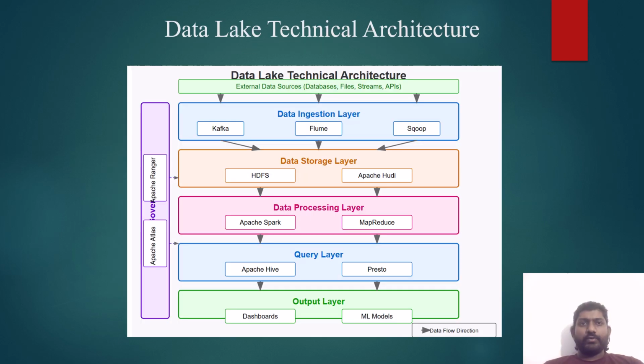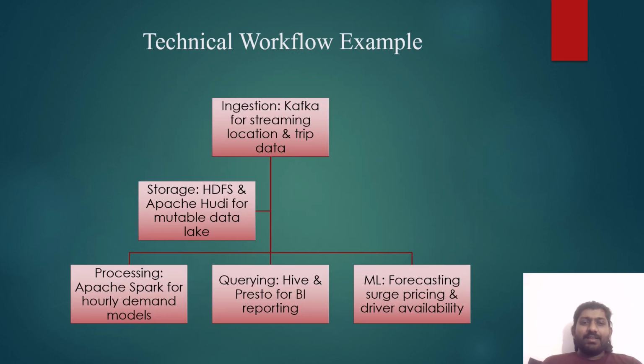The diagram flows from top to bottom, showing how data moves through our system. Let's look at how Uber uses a Hadoop-based data lake. Uber ingests real-time location, trip, and customer data using Apache Kafka. This data is stored in HDFS and Apache Hudi, which supports upserts and ACID capabilities.